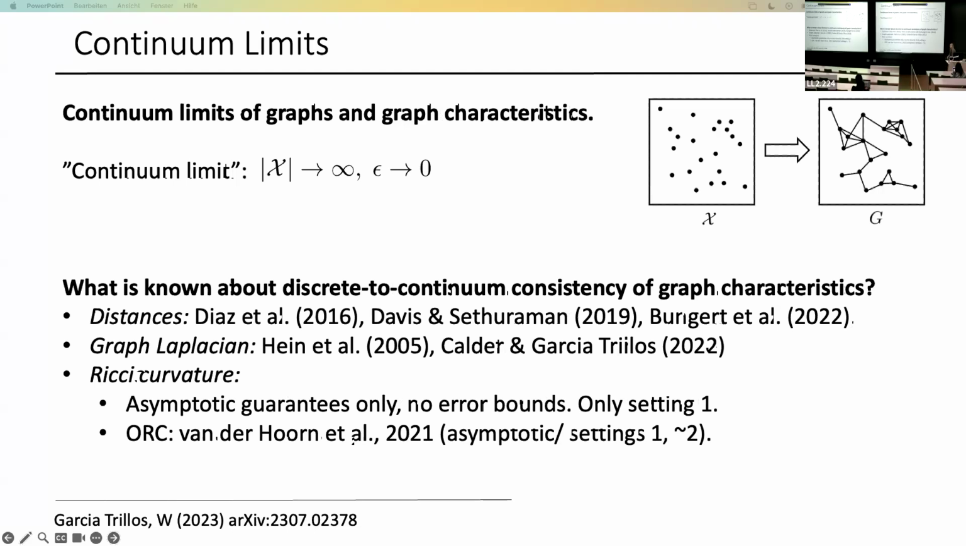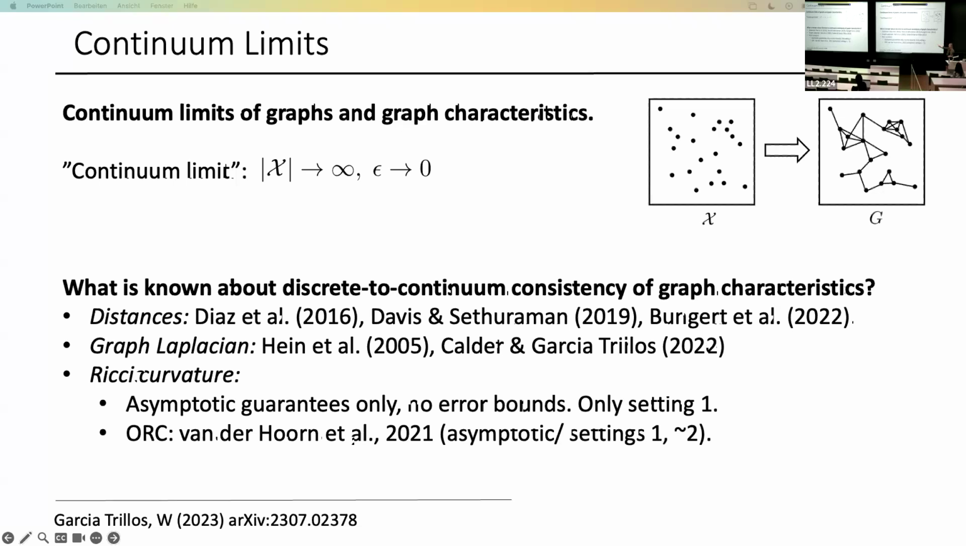Another classical characteristic that's been studied in this setting is the continuum limits or consistency of the graph Laplacian. So if we take our similarity graph, we compute the graph Laplacian, does that tell us anything about the spectrum of the Laplace-Beltrami operator?